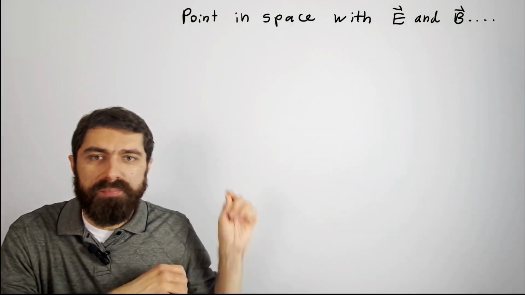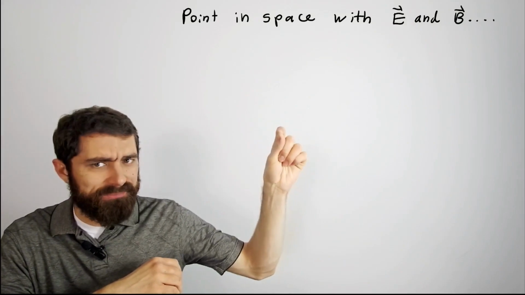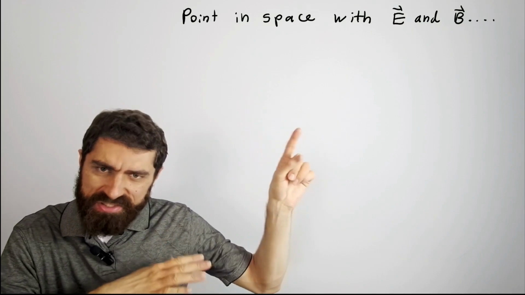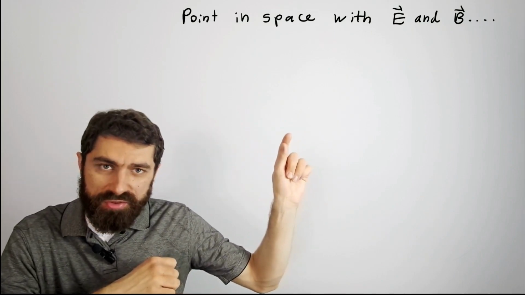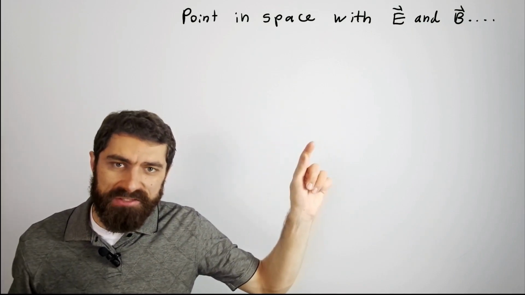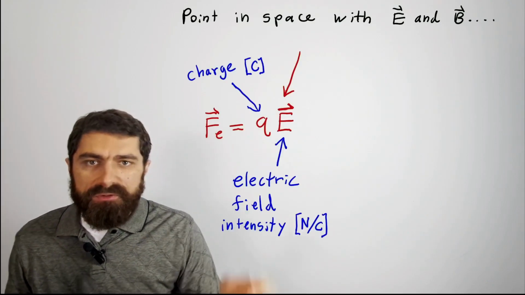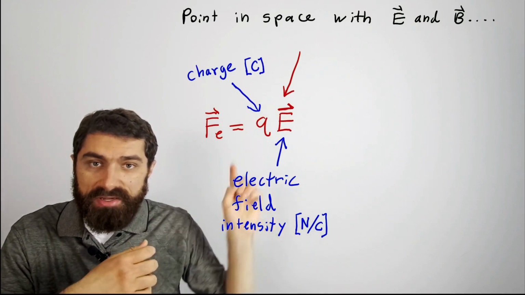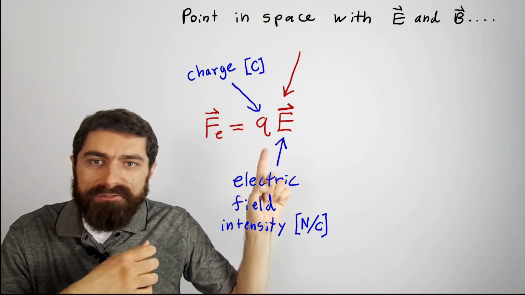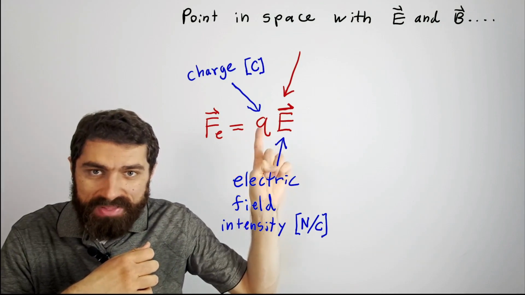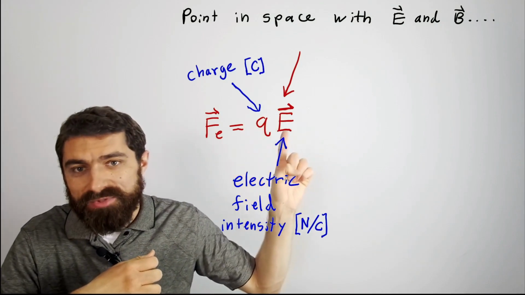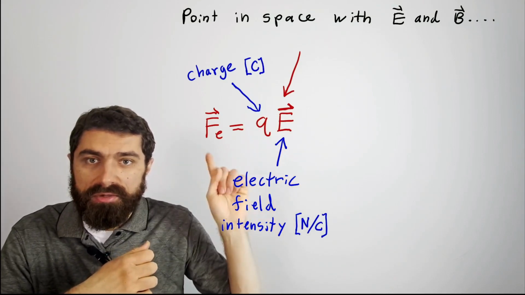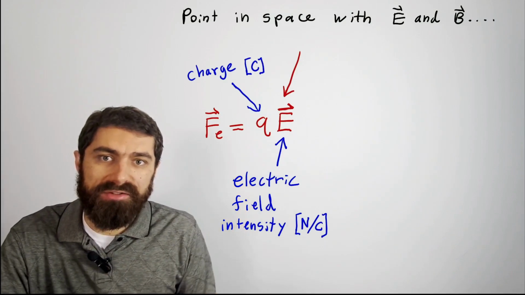For example, suppose you pick a point in space and you happen to know that at this particular point in space and time, there's a certain electric field and magnetic field. Well, if you were to place a charge Q at a certain point in space, and you know its electric field, all you have to do is take the magnitude of that charge you put there, multiply it times the electric field, and you would get the electric component of the force on that charge.